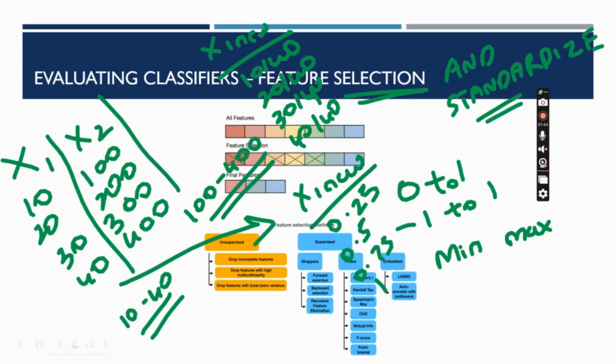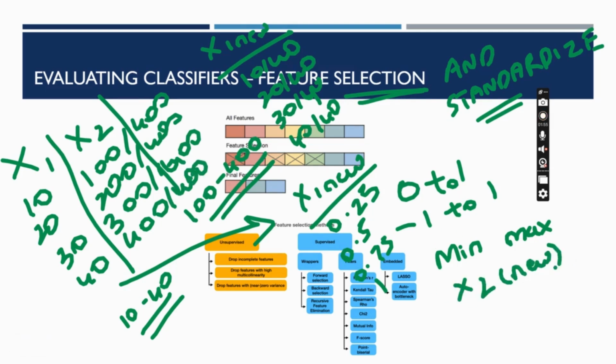Similarly, over here it will be 100 by 400, 200 by 400, 300 by 400 and 400 by 400. So x2 new will also be 0.25, 0.5, 0.75 and 1. Both x1 new and x2 new will have the same range, and it will be the small range which is needed for data science.